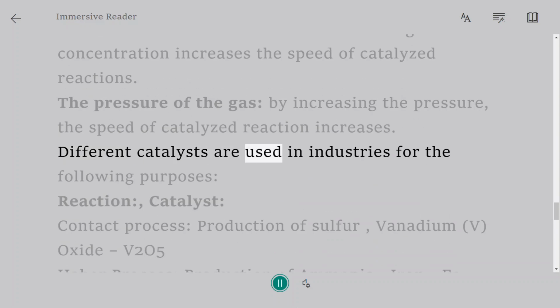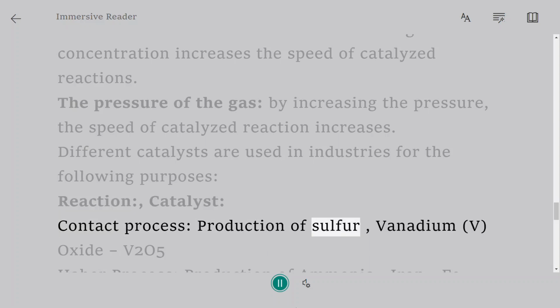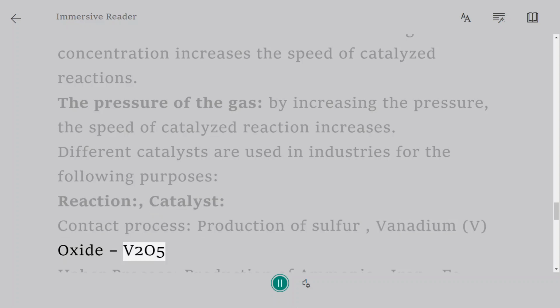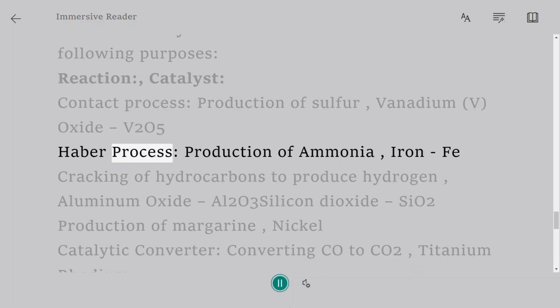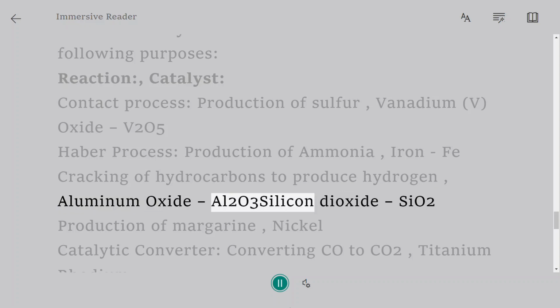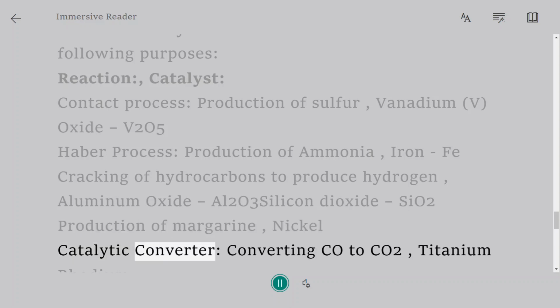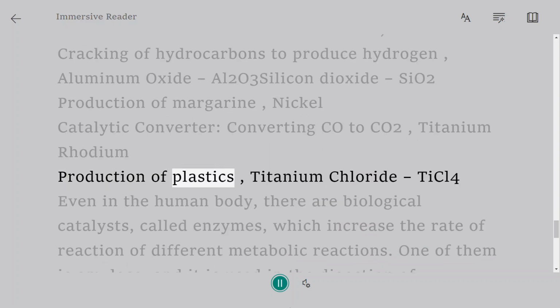Different catalysts are used in industries for the following purposes. Reaction, catalyst. Contact process, production of sulfuric acid, vanadium(V) oxide, V2O5. Haber process, production of ammonia, iron, Fe. Cracking of hydrocarbons to produce hydrogen, aluminum oxide, Al2O3, silicon dioxide, SiO2. Production of margarine, nickel. Catalytic converter, converting CO to CO2, titanium, rhodium. Production of plastics, titanium chloride, TiCl4.